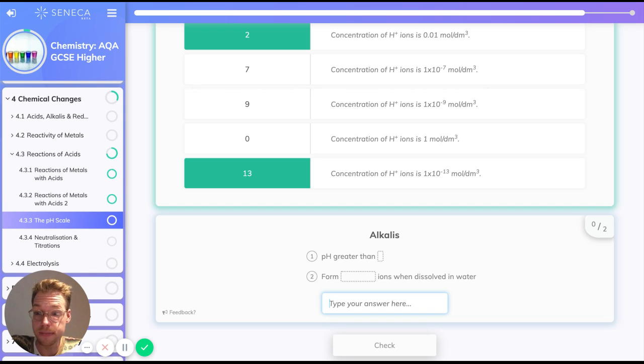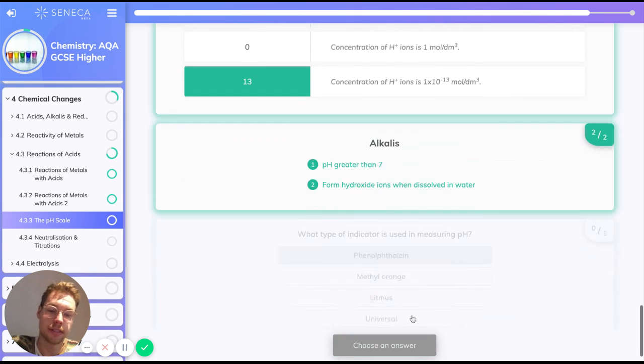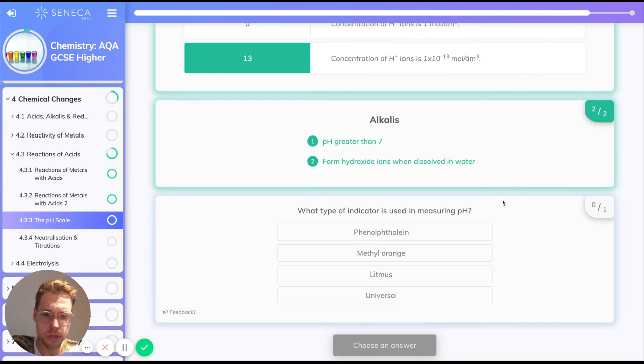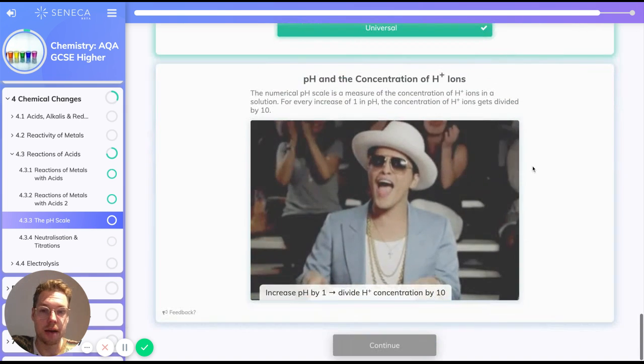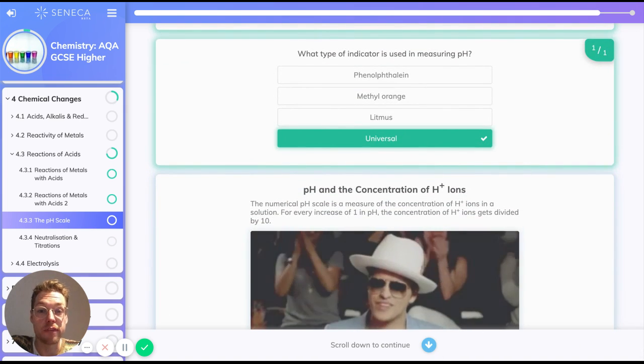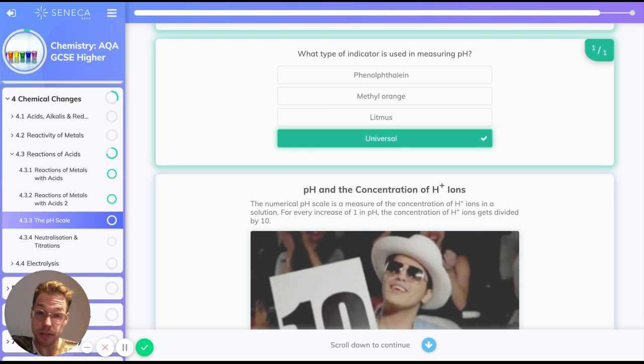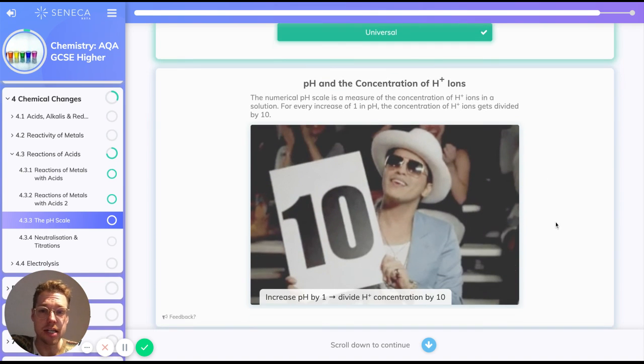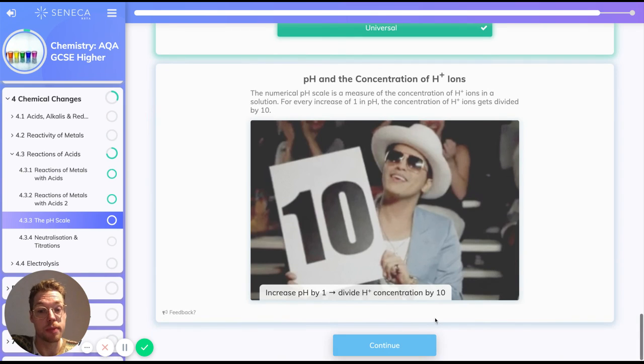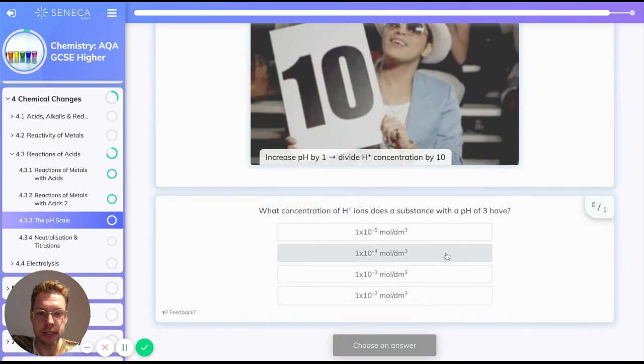Okay, so we've done acids. Let's talk about alkalis. An alkali has a pH of greater than 7. And remember which ion they form in solution? OH minus. And when we want to measure pH, we use universal indicator. There are other indicators like phenolphthalein, methyl orange, and litmus paper, but they can tell us about a change in pH, but we don't use them to measure pH and give a numerical value.